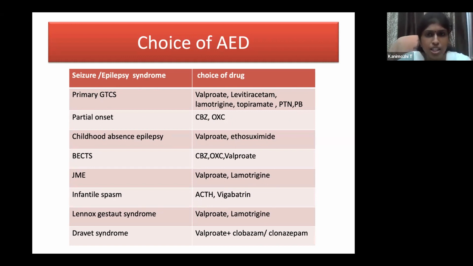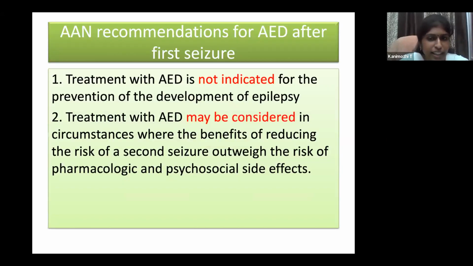So the AAN, American Academy of Neurology, says that treatment with AED is not indicated for the prevention of development of epilepsy. We are supposed to even tell the parents that starting a drug doesn't mean that they are not going to have another seizure at all. It just reduces the chances of occurrence of further seizures, but it does not guarantee elimination of further seizures at all. So it should not be started just to prevent a second seizure.